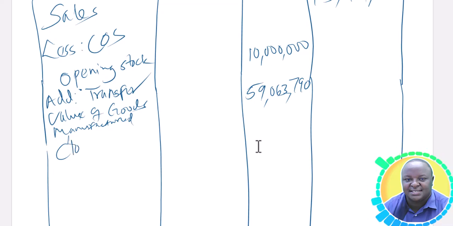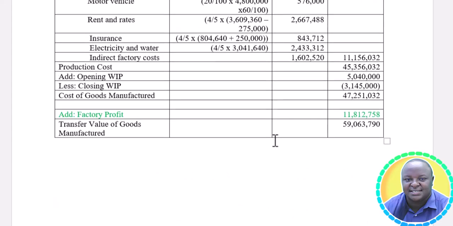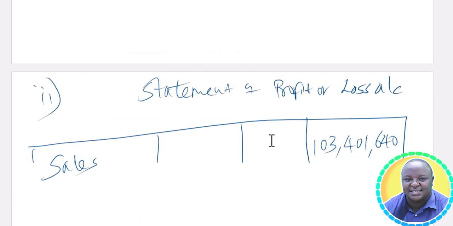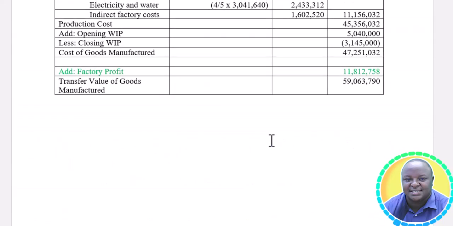Sorry, we less the closing stock. It's good to be clear on that. Less closing stock. So we less the closing stock. How do we get the closing stock?